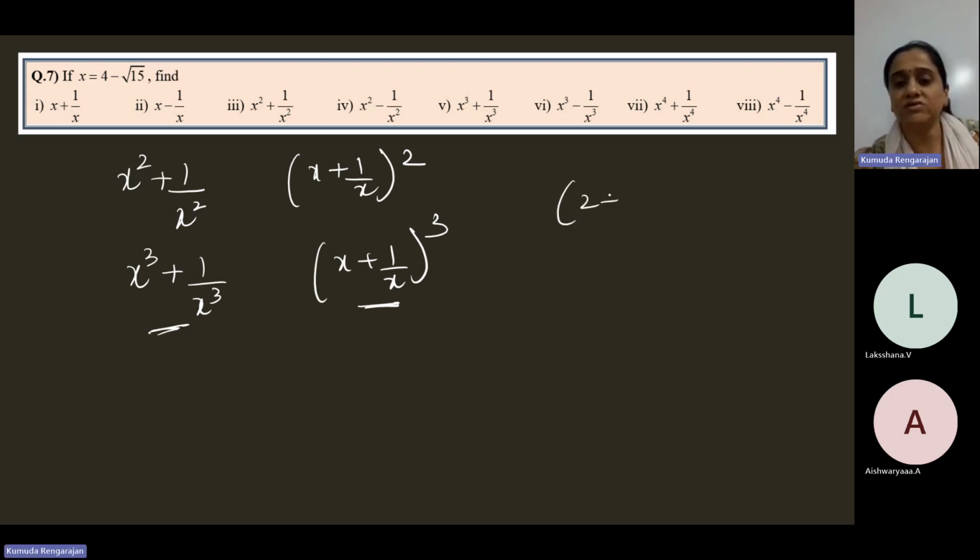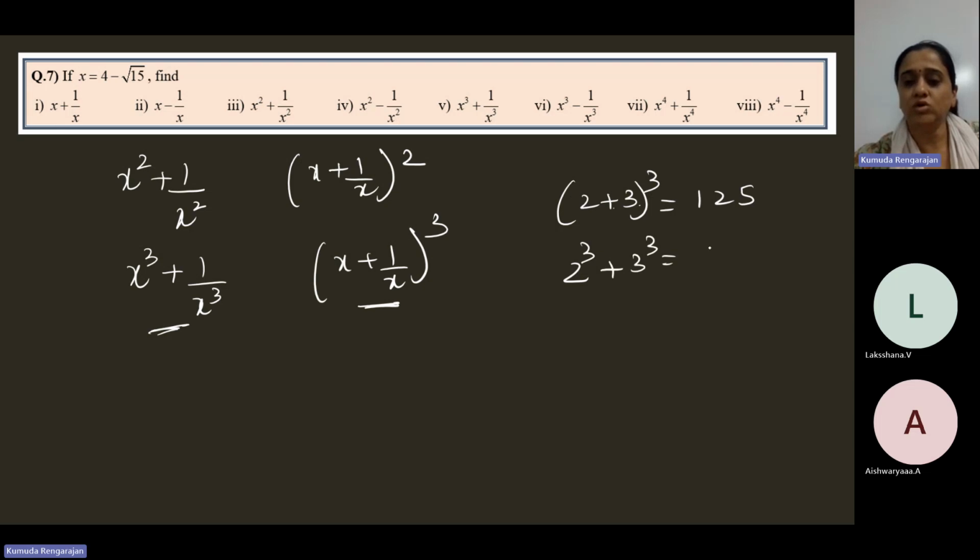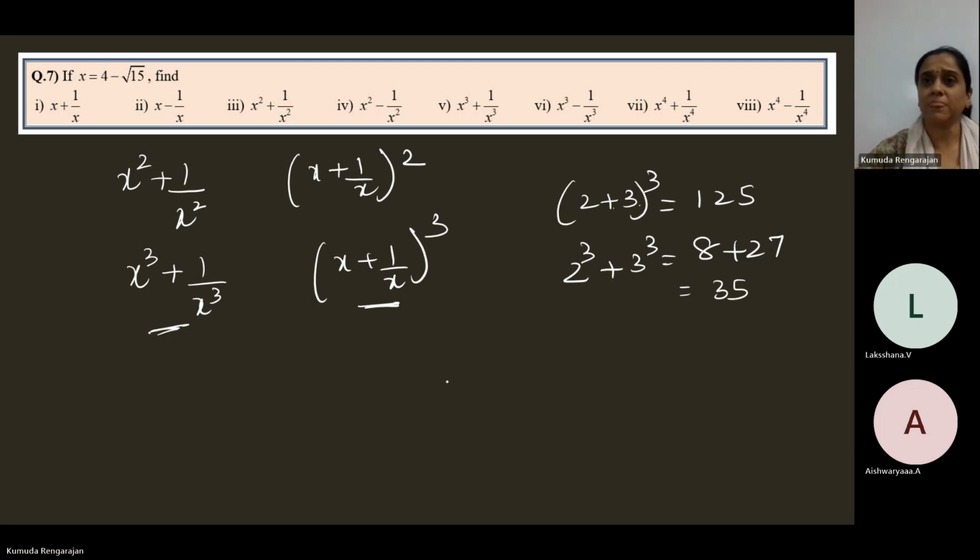See, what is 2 plus 3 the whole cubed? 2 plus 3, 5. 5 cubed, 125. But what is 2 cubed plus 3 cubed? 2 cubed is 8, 3 cubed is 27, and 8 plus 27 is 35. They're different. 2 plus 3 the whole cubed is 2 plus 3, 5, 5 cubed, 125. But 2 cubed plus 3 cubed is 8 plus 27, which is 35. Different answers.